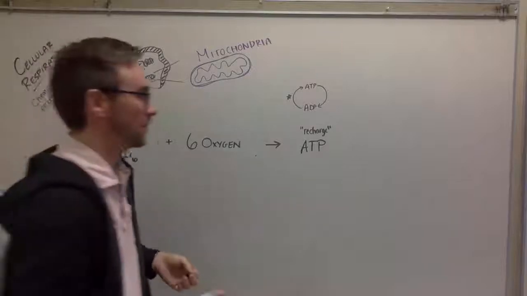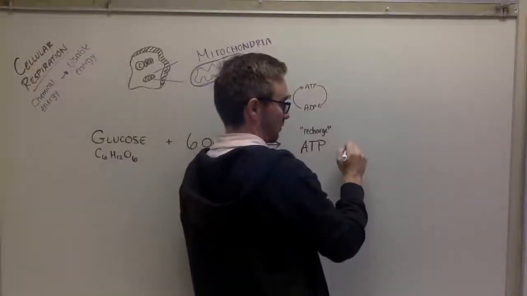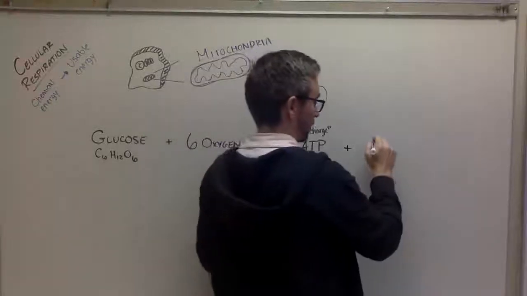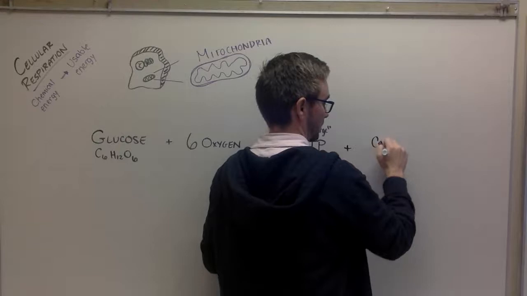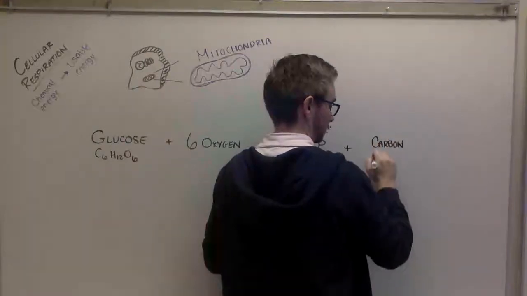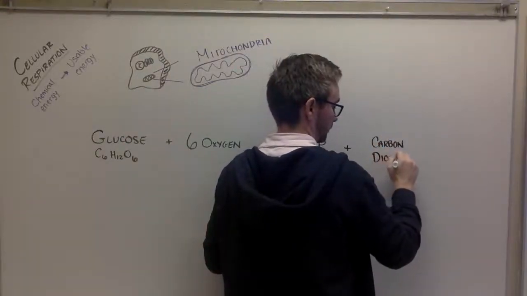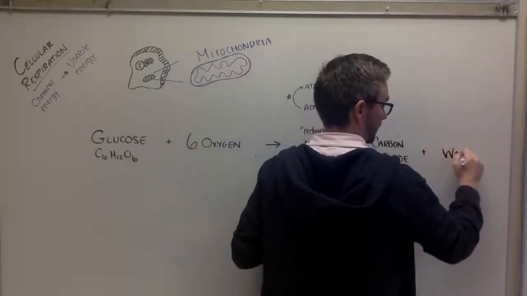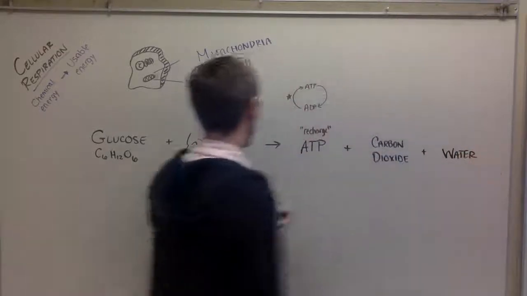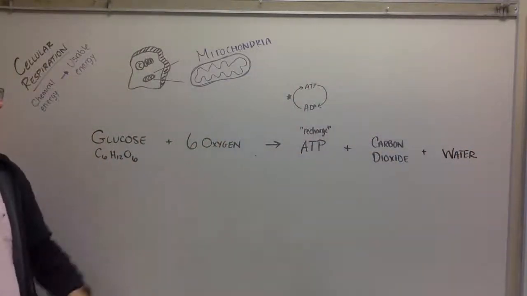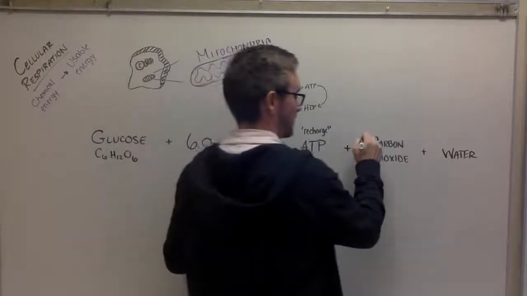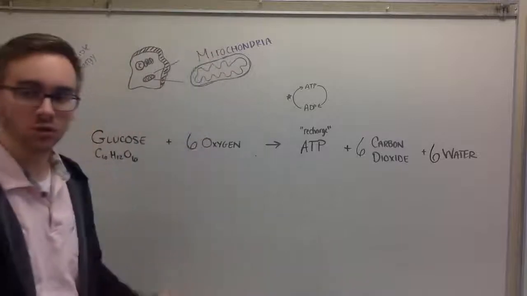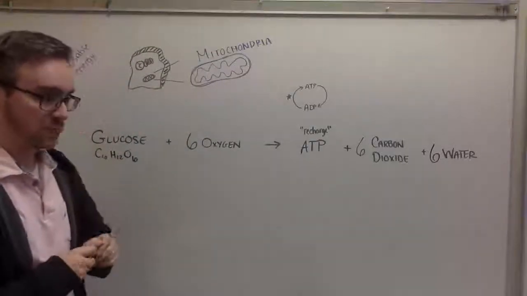We can start rebuilding some of these smaller molecules, and what we end up remaking with those broken pieces of glucose, as we break it apart, all right, they start forming carbon dioxides. And they start forming water molecules. In fact, if I take 1 glucose and 6 oxygens, and when I break it apart, it creates 6 carbon dioxides and 6 waters. This should look familiar, right?